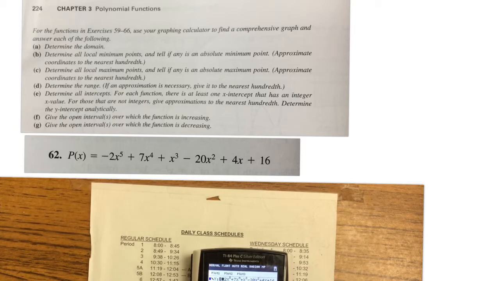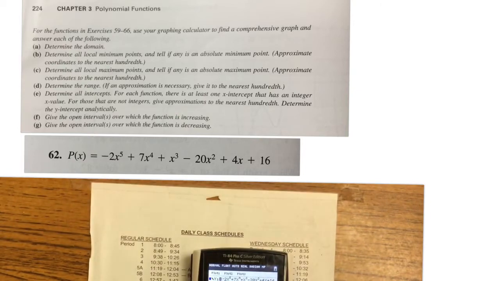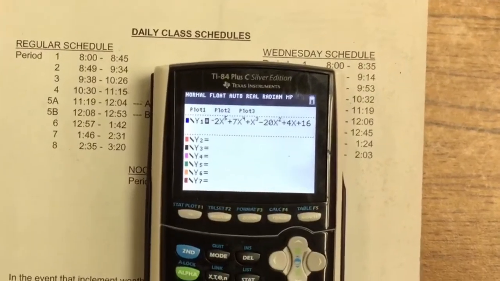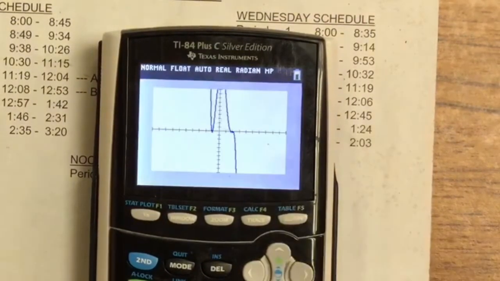Part B says determine all the local minimum points and tell if there's an absolute minimum point. Okay, so I keyed in this problem into my calculator. Now I'm going to make it bigger so you can see it a little bit better. Okay, and I'm going to hit graph, and with just a standard window, this is what I see.